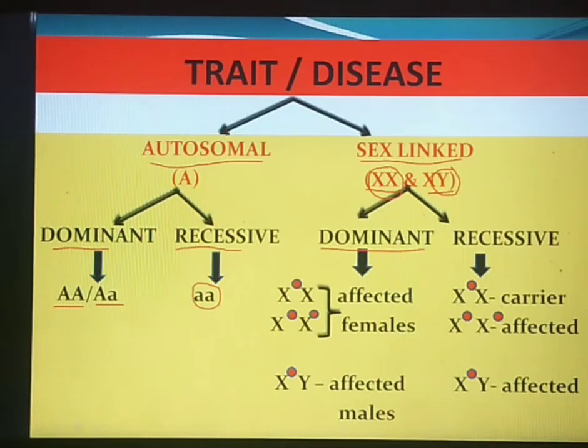In females, there are two X chromosomes, right? So if one of the X chromosomes has that defect, or a trait which we are supposed to study, I have denoted it as a small dot, indicating that the trait is present on this X chromosome. Here we can see the females are heterozygous. But since it is the dominant one, the females will be affected here.